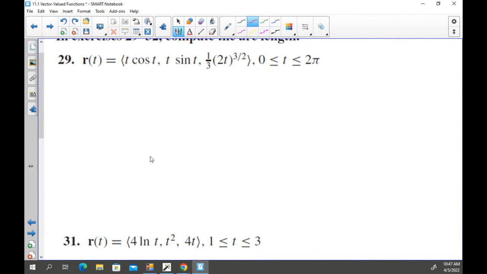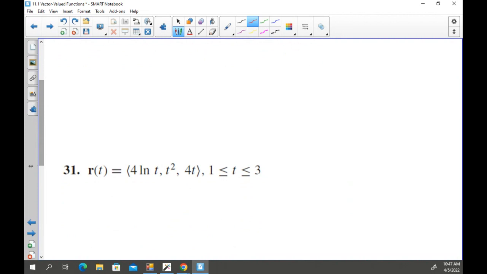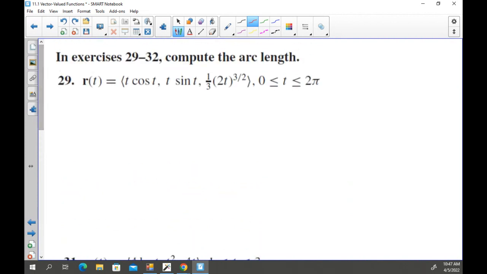Okay. 31 is very similar to the example we did, so I will leave you to do 31. I'm going to do 29. 31 is exactly like the example, so you can try it.